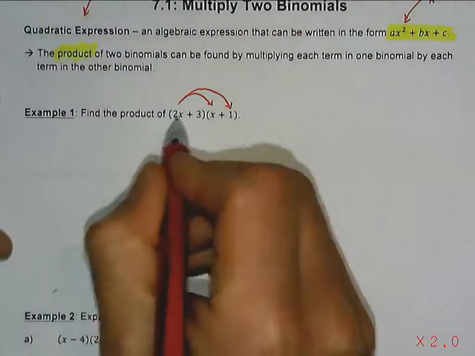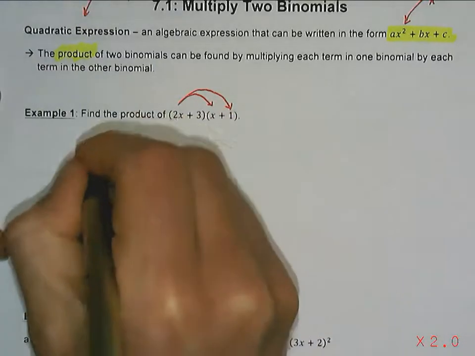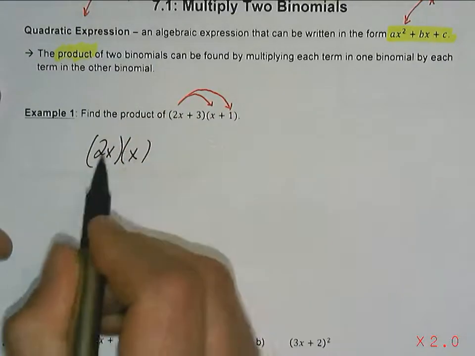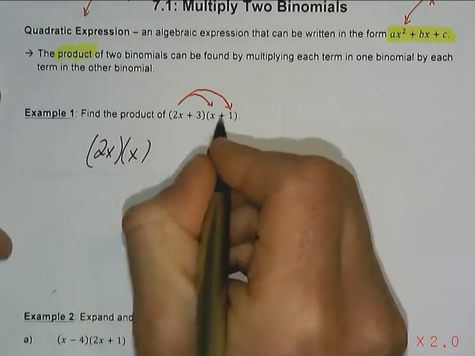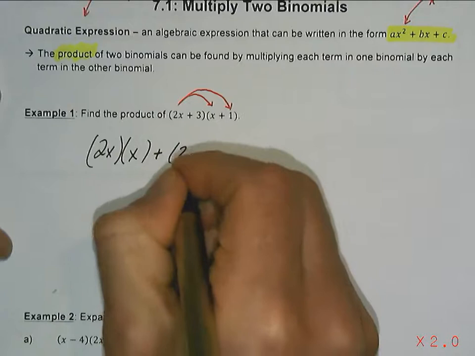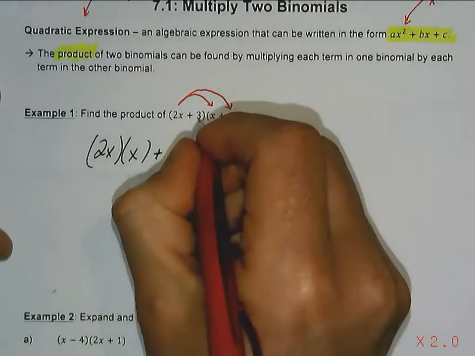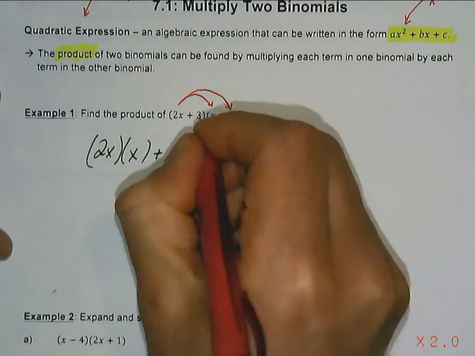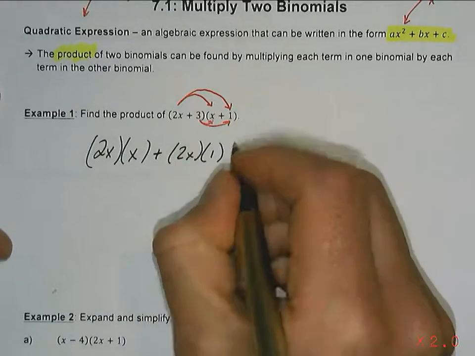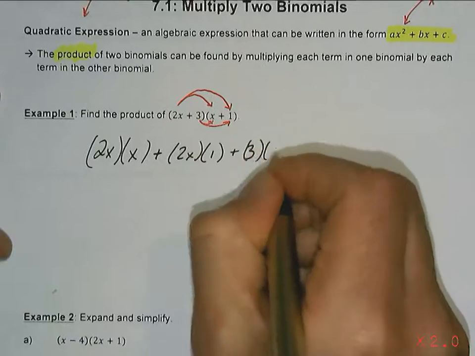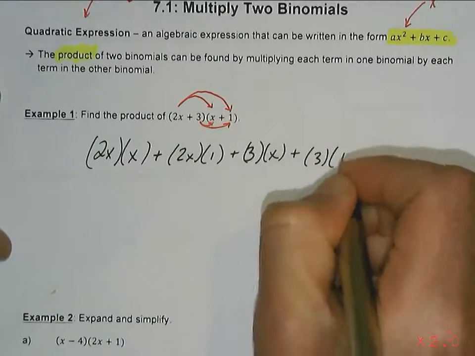So that's going to be 2x times x. Now I'm going to use brackets, and that means 2x times x. And then 2x times 1. Now it's positive 2x, it's a positive 1, so it's a positive 2x times 1. The second step is to take the second term in the first binomial and multiply it by each term in the second binomial. So plus 3 times x is plus 3 times x. Plus 3 times 1 is plus 3 times 1.